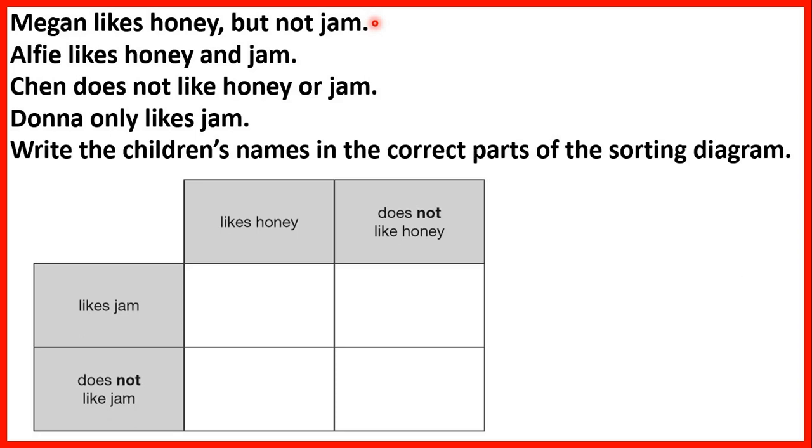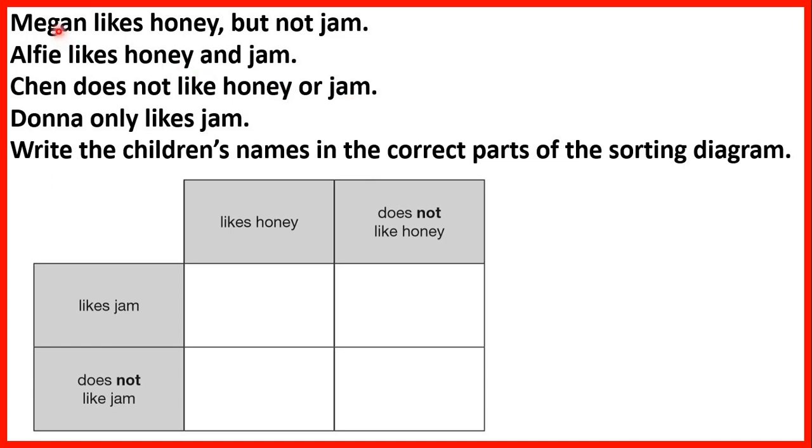Megan likes honey but not jam. Alfie likes honey and jam. Chen does not like honey or jam. Donna only likes jam. Write the children's names in the correct parts of the sorting diagram.